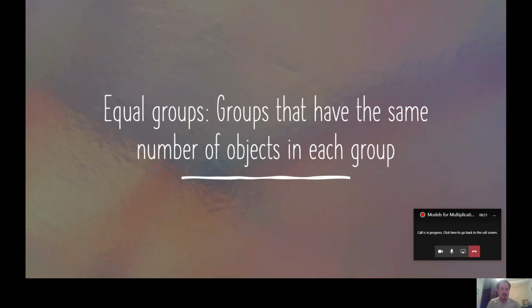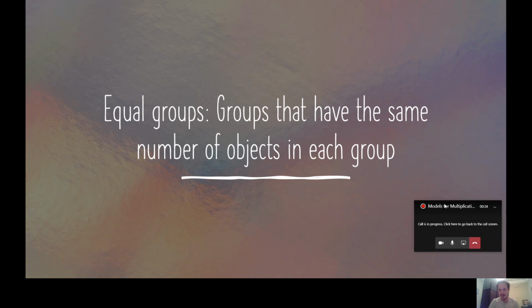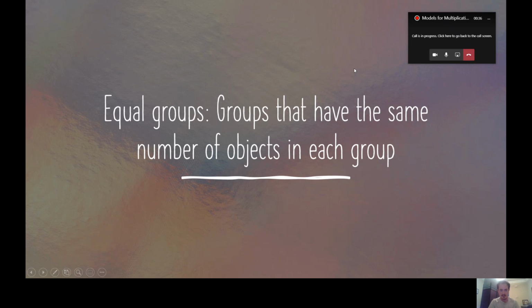Before we start using models to multiply, I want to talk a little bit about some vocabulary you're going to need. The first thing you're going to need to understand are equal groups. So equal groups are groups that have the same number of objects in each group. I'm going to show you an example of that.